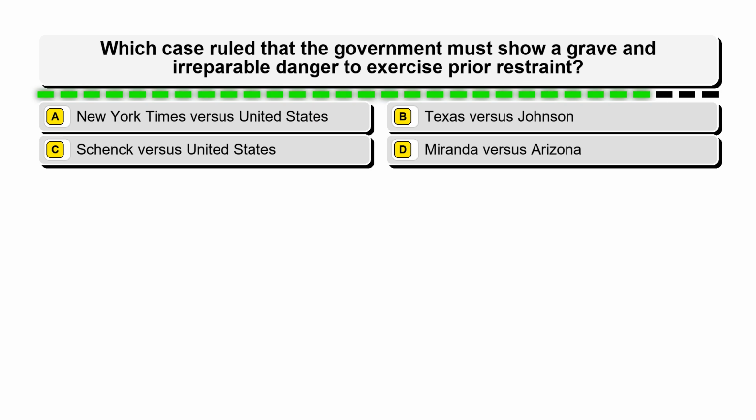Question 113. Which case ruled that the government must show a grave and irreparable danger to exercise prior restraint? Option A, New York Times vs. United States. Option B, Texas vs. Johnson. Option C, Schenck vs. United States. Option D, Miranda vs. Arizona.